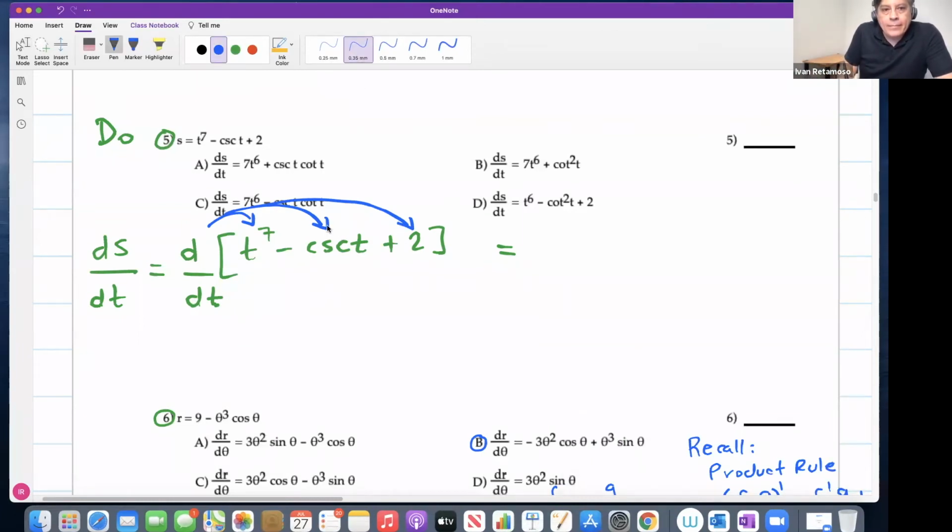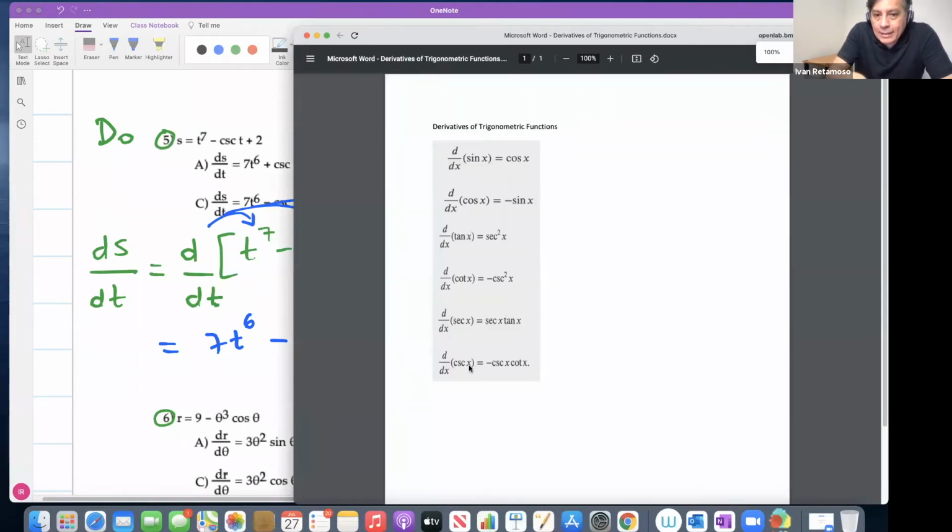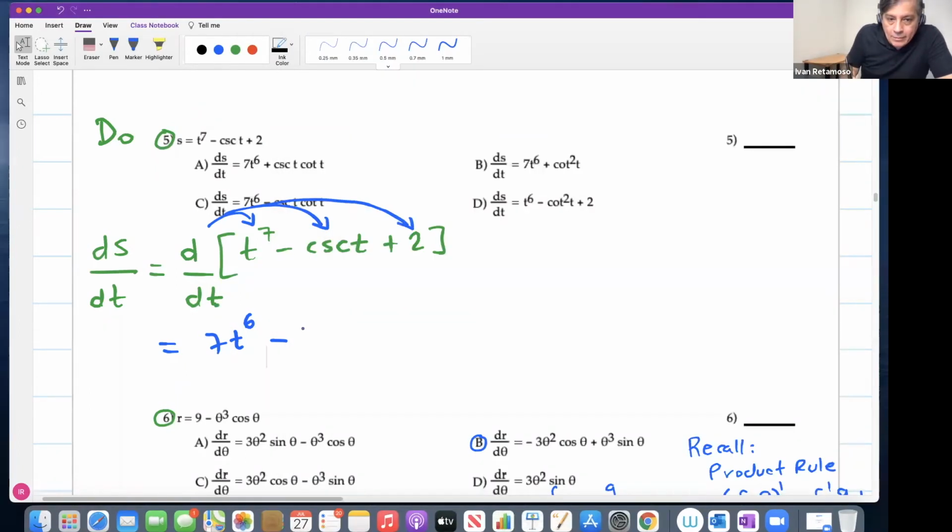This is saying, okay, this should be equal to, let's write it down here, better, to what? Well, derivative of this guy, t raised to 7. That is 7 t raised to 1 less, 6. Done. Minus, derivative of cosecant. We just saw that is negative cosecant times cotangent, right? Don't forget about that negative. So I'm going to write between parentheses negative cosecant of t times cotangent of t.